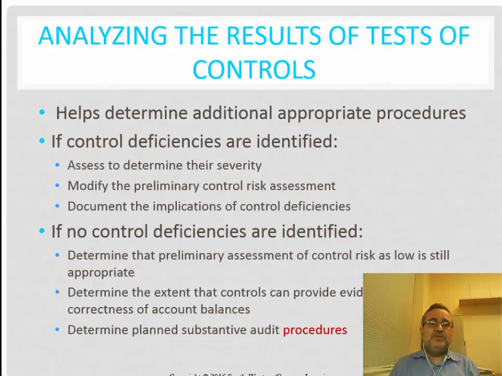If no control deficiencies are identified, we determine that the preliminary assessment is low and appropriate. So no control deficiencies means that management is doing a good job in terms of controlling for the risks that are affecting the organization. If that's taking place, we determine the extent of controls that can provide evidence on the correctness of the account balance, and then finally determine our planned level of substantive audit procedures.